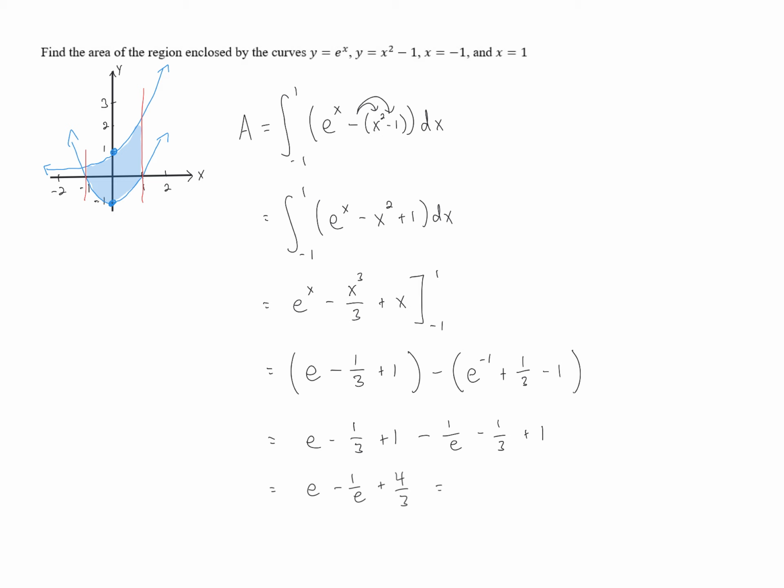And you can leave it like that, or you can put it all as one fraction with 3e as a denominator. So that's going to be 3e squared minus 3 plus 4e. And either one of those is fine as an answer. I don't think one is necessarily better than the other. And there we go.